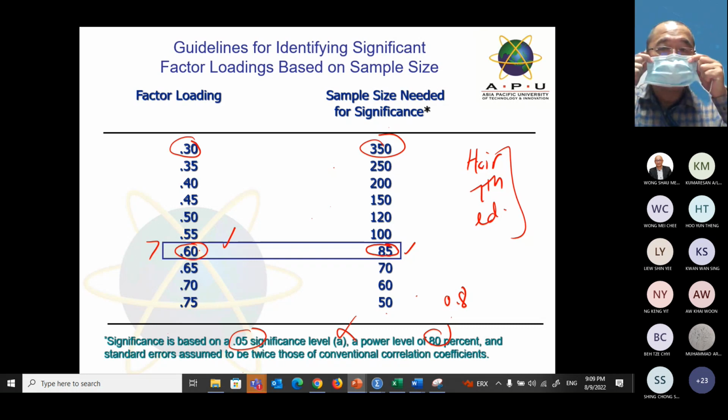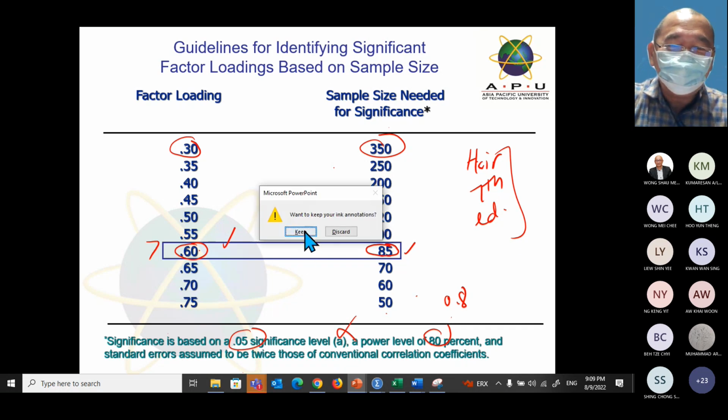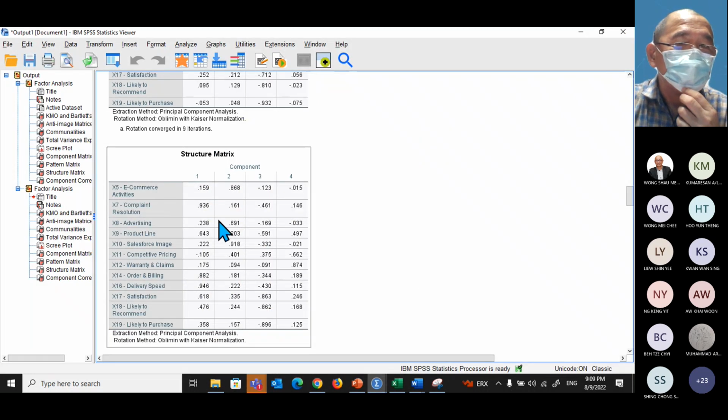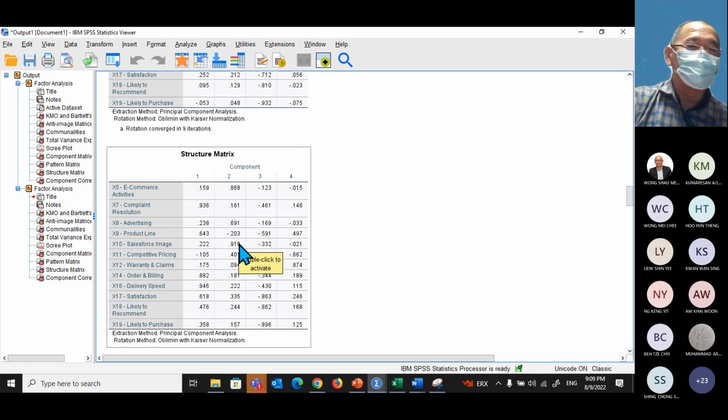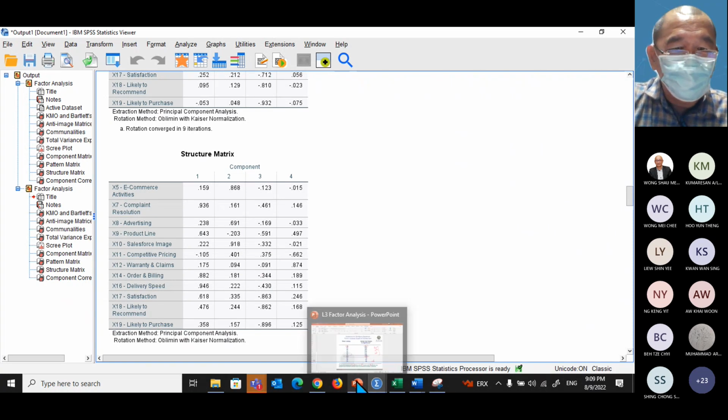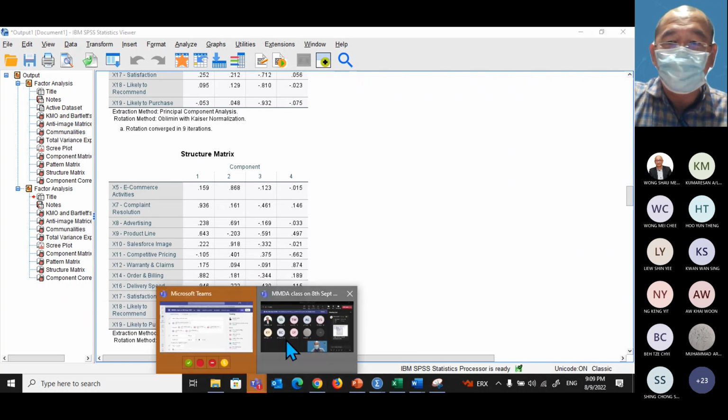So can you show us how to get the factor loading in SPSS? No, we have already. We have already. Okay, these are all factor loadings. 0.159, 0.868, all these are factor loadings. Oh, okay, got it. Thank you, sir. Okay, if no other question, we continue.